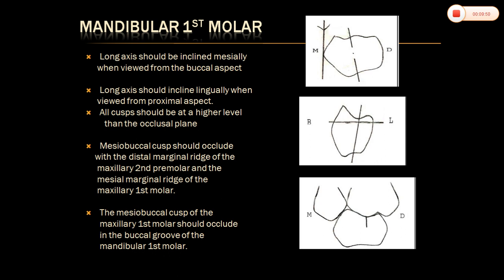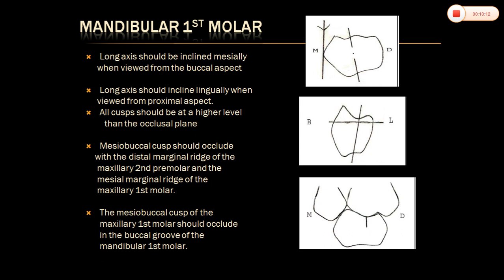Mesiobuccal cusp should occlude with the distal marginal ridge of the maxillary second premolar and the mesial marginal ridge of the maxillary first molar. The mesiobuccal cusp of the maxillary first molar should occlude in the buccal groove of the mandibular first molar. Remember these 2 points.